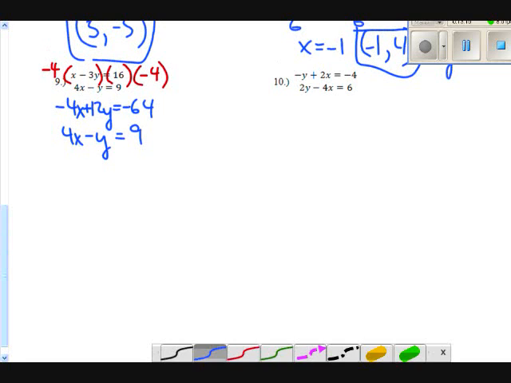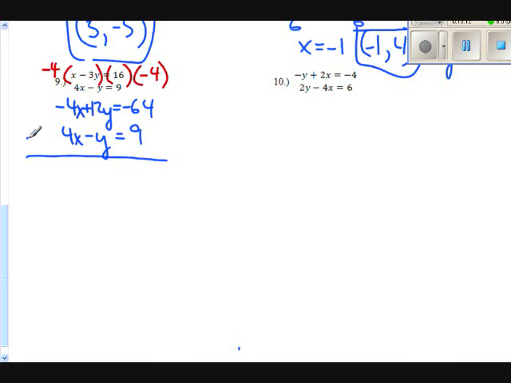So now, when I add these two equations together, the x's are going to cancel. Negative 4x plus 4x is 0. So then I do 12y plus a negative y is going to give me an 11y. And then over here, negative 64 plus 9 is going to give me a negative 55. And now I can divide each side by 11. So I find out that y equals a negative 5.